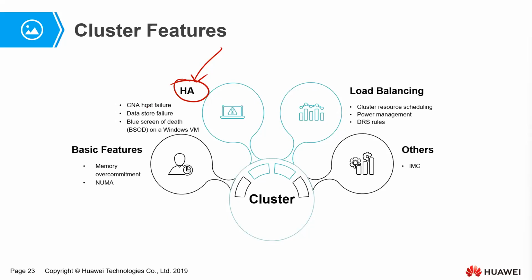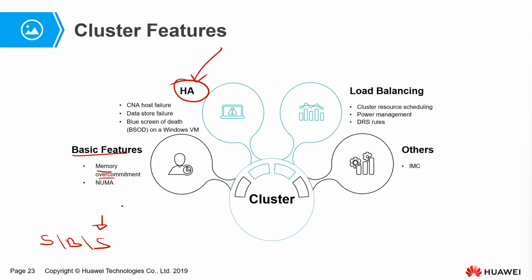All right, so we have talked about it, and we're going to also mention a few things. We also looked at the basic features like memory overcommitment. We said there are 3 things in memory overcommitment, right? What was that? Memory sharing, ballooning, and swapping.